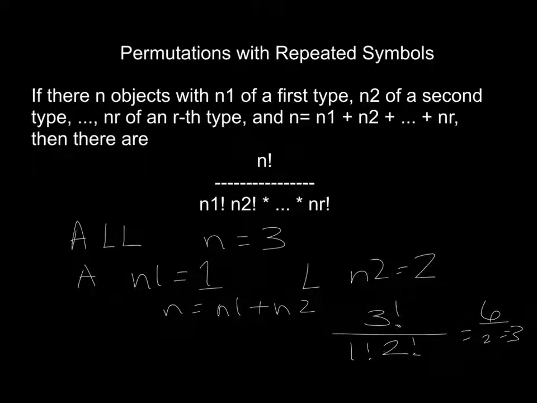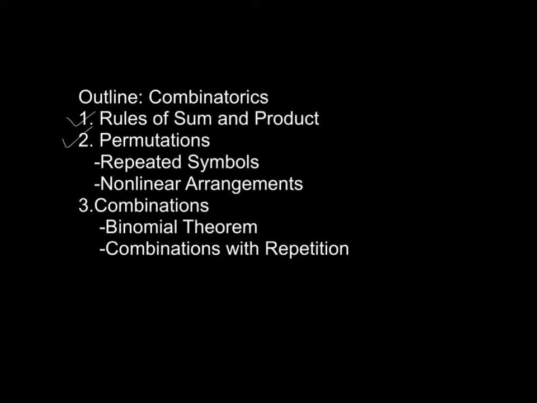One last note: I always like to write all the n types even when it's equal to 1, just because later I can see that these numbers should add up to the n on top. So we've done rules of sum and product, we've done permutations, and we just finished repeated symbols. Our next topic is nonlinear arrangements.